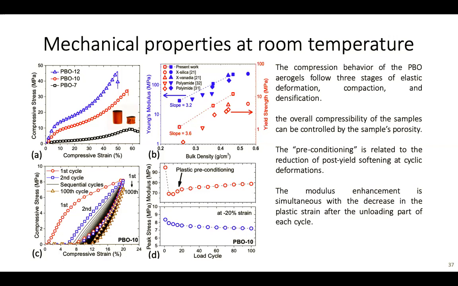Compared to other aerogels, this material is still stiffer, especially on yield strength. Compared to silica, vanadium, and other typical high-performance polymers like polyimide, the yield strength of this sample is higher.